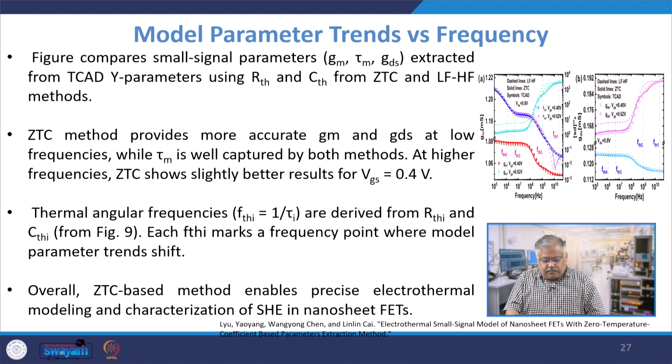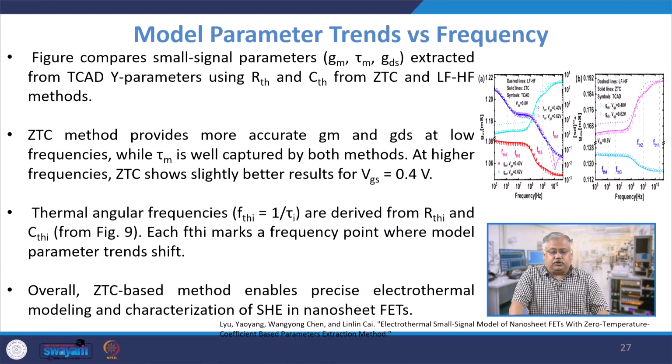We finally end up using the model parameters versus frequency, and these are for GM. Tau m is the thermal time constant, and GDS is the drain conductance extracted using the TCAD Y parameter model, and also using RTH and CTH from the ZTC model for low frequency high frequency methods. And thermal angular frequencies are derived from RTHI and CTHI, and each marks a frequency over the model. And overall the ZTC method enables much more precise electrothermal modeling and characterization of the self-heating effect when using nanosheet FETs.